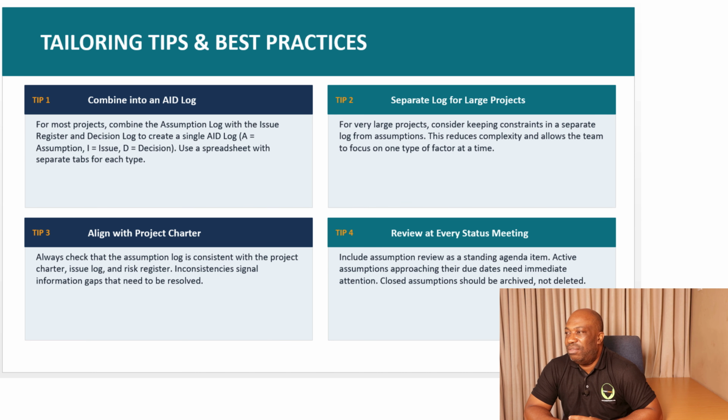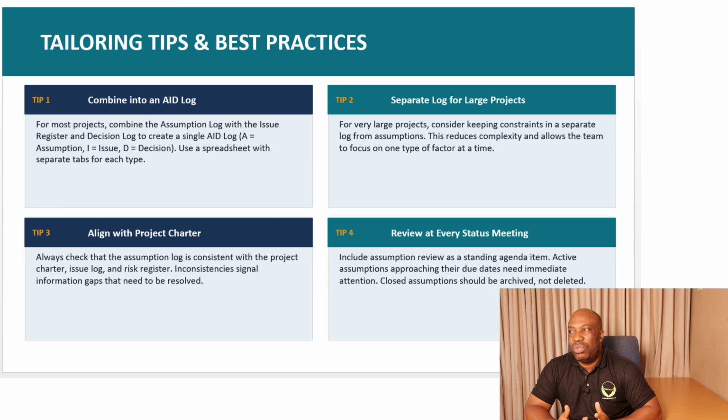AID is, we are talking of assumption, we're talking of issue, and also the decisions. So you can also use a spreadsheet with separate tabs for each of the terms. That is, if you want to combine the two. Then the second one is also you can have a separate log for large projects, especially for large projects. You want to have separate logs for that. For very large projects, consider keeping constraints in a separate log from assumptions. This reduces complexity and allows the team to focus on one type of factor at a time.